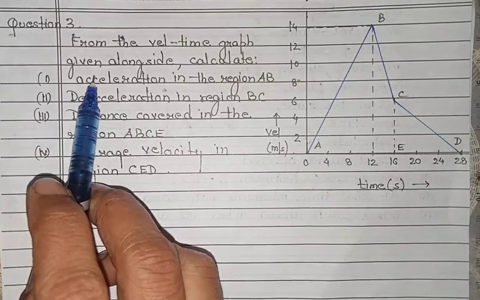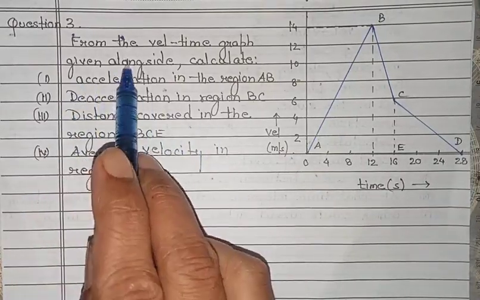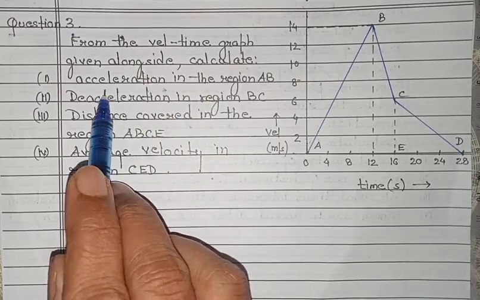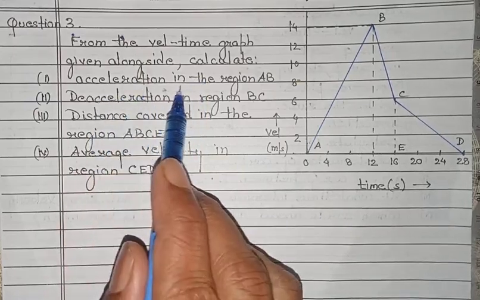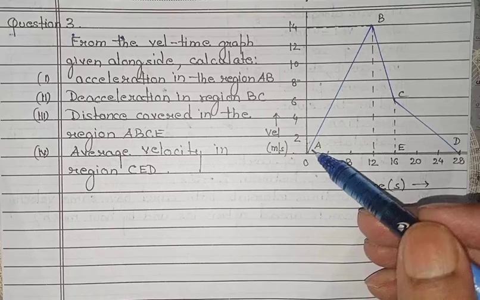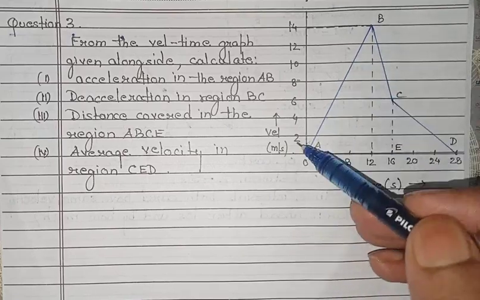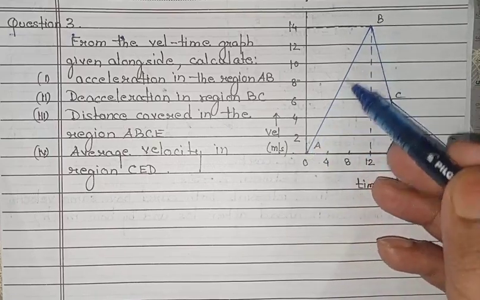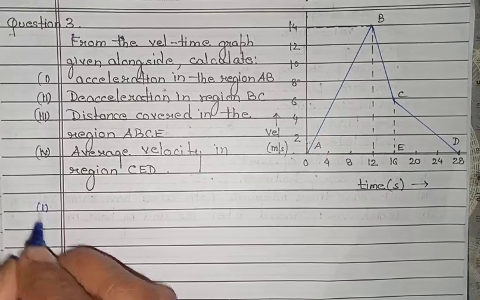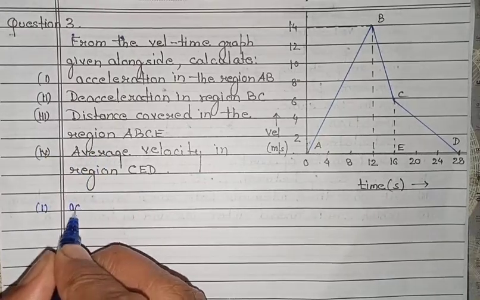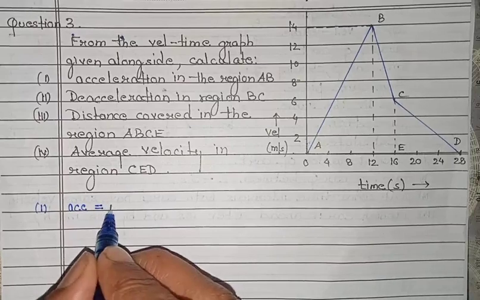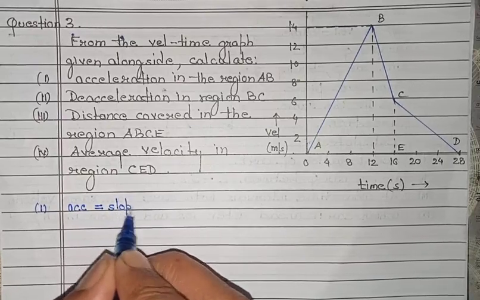Now see, in this numerical, they have given you a velocity-time graph, and from this graph, first of all, you need to calculate the acceleration in the region AB. So we need to calculate the slope of this region. The first part says we need to calculate the acceleration in region AB, so you will be calculating the slope of AB.